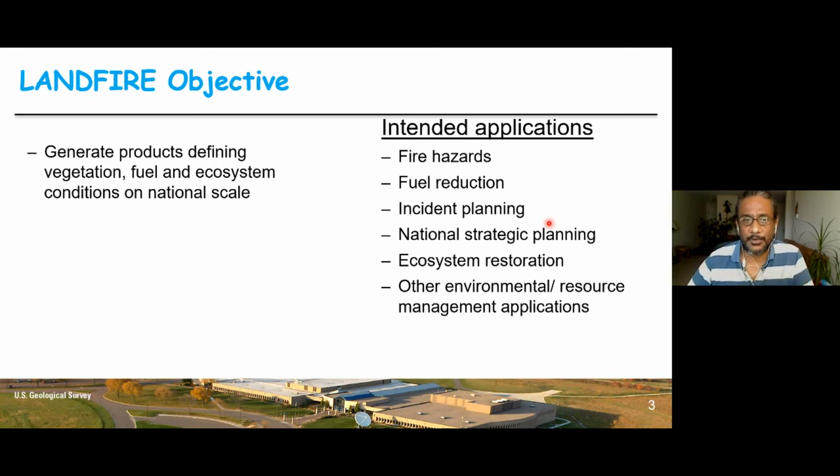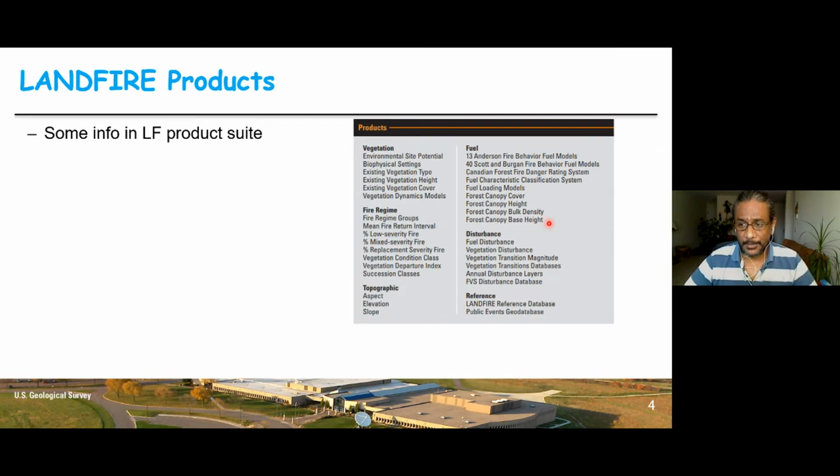It's to generate products which define the vegetation, fuel conditions, or ecosystem conditions at the national scale and be consistent. The intended applications, as the name suggests, include fire hazard mitigation in terms of fuel reduction and incident planning, national strategic planning, ecosystem restoration, and environmental management applications. I'm not going to dive into depth about the product suite. We have an extensive list of products, but what's more interesting is that other groups and users have used some of our products to generate their own next generation of products, which are useful for their purposes.